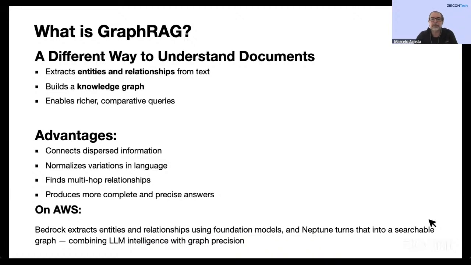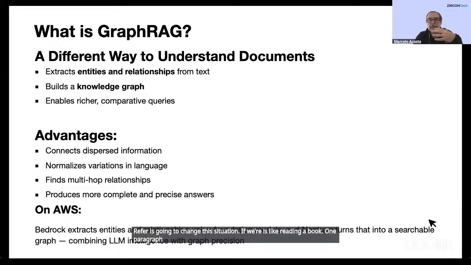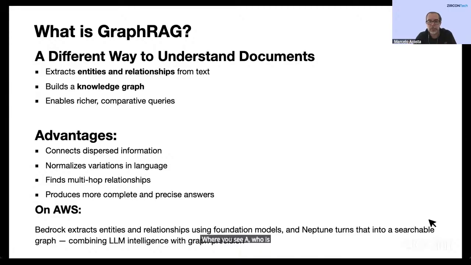GraphRAG is going to change this situation. If RAG is like reading a book one paragraph at a time, GraphRAG is like drawing the story's character map where you see who is connected to whom. So instead of only working with chunks of text, it will extract entities. That can be persons, companies, places, and the relationships that they have between them. It will then build a knowledge graph.